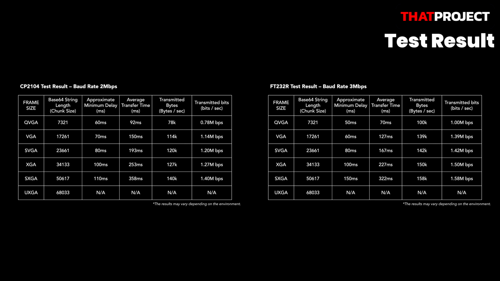The next one is the result of FT232R. Its maximum transmission speed is 3 Mbps, so I was expecting better results than CP2104, but it wasn't very good. What we also need to think about is the hardware specification of ESP32. Clock speed and memory can affect serial communication.